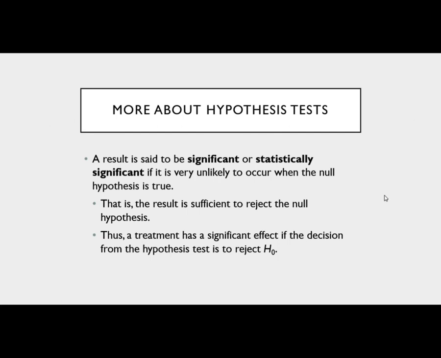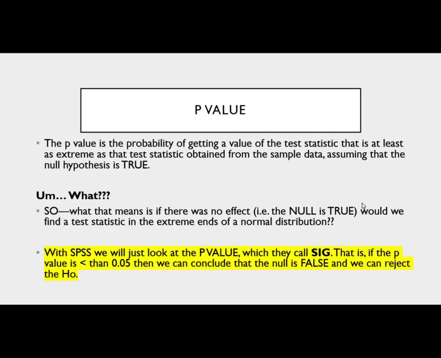Okay, so more about hypothesis test. A result is said to be significant or statistically significant if it is very unlikely to occur when the null hypothesis is true. That is, the result is sufficient enough to reject the null hypothesis. Thus, a treatment has a significant effect if the decision from the hypothesis test is to reject the null hypothesis.